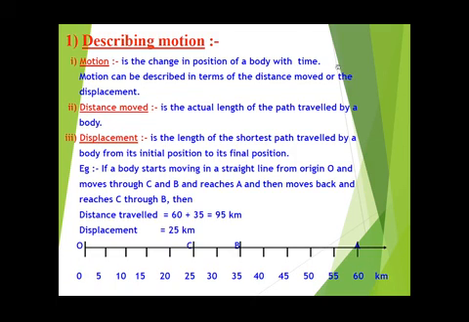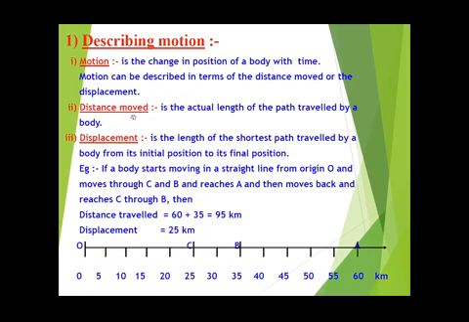Suppose a body moves from point A to point B. This change in position and the time it took to reach point B from point A is known as motion. This change in position of the body with time is termed motion. In layman's terms, it can be described as the distance moved or the displacement.